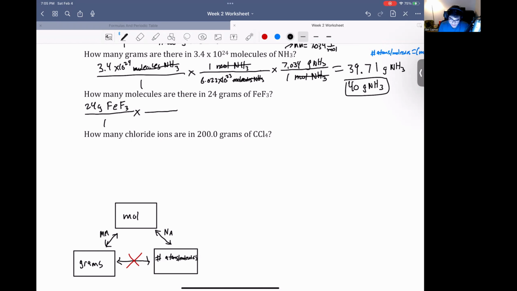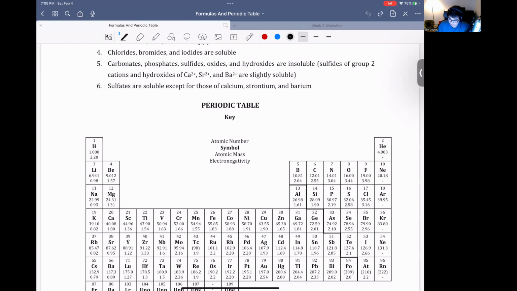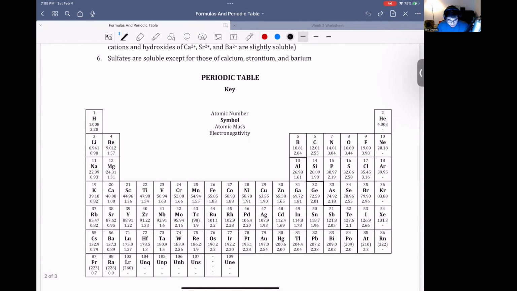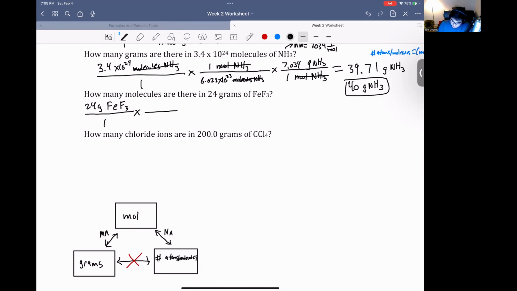Times, and then we want to use the molar mass. So iron has a molar mass of 55.85, fluorine has a mass of 19, and there's 3 of them. And we should end up getting a molar mass of 112.85 grams per mole. So we go ahead and use this: 112.85 grams for every 1 mole. I should be more specific here: grams of iron fluoride for every 1 mole of iron fluoride, iron 3 fluoride.